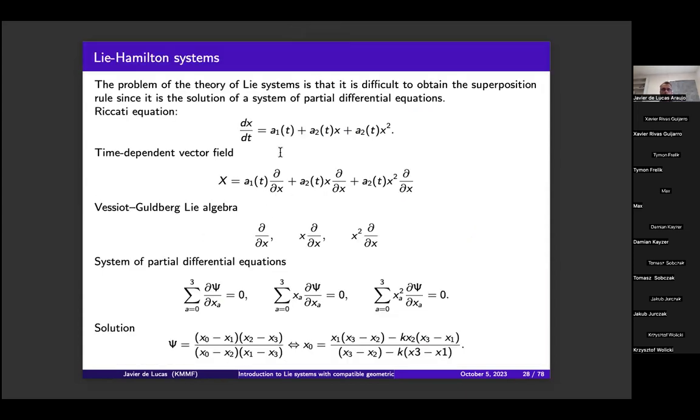Okay, so let me explain how this looks in a particular example, because this theorem tells you how to construct a superposition rule by means of a distribution. So start with the Riccati equation. This is something you can write in this way as a time-dependent vector field. You remember, these are the coefficients of a time-dependent vector field on the manifold R, because this is a variable belonging to R, and you have this combination. And now these vector fields here 2, 3 close, as I told you, a finite-dimensional Lie algebra. This is the Lie theorem. So there is a superposition rule by the Lie theory. How do we get it?